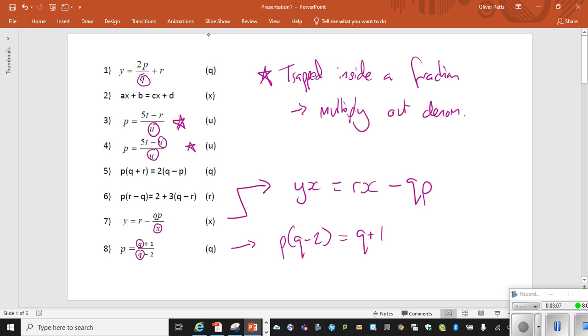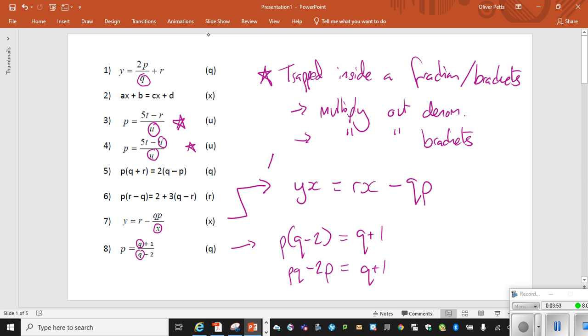Now, the other thing we're going to be mindful of is if our subject is trapped inside a set of brackets, then it's a similar idea, we just have to multiply out the brackets. So looking at question 8 down here, my subject was q. We've got q on the right-hand side, and q on the left-hand side is trapped within some brackets. We have to get it out of those brackets, so multiply through by p. Now we're at a stage where we've just got lots of terms, left-hand side, right-hand side, but no brackets to worry about and no fractions either.